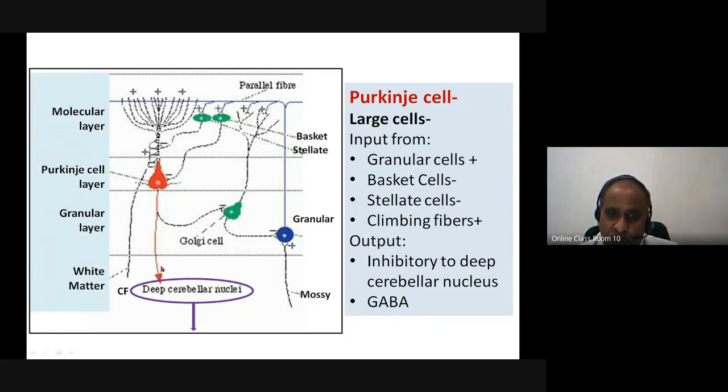The output goes to the deep cerebellar nuclei. This is the deep cerebellar nuclei, and the Purkinje cell output is inhibitory, while the deep cerebellar output is always excitatory, whether it is more excitation or less excitation. So there is a continuous excitatory output going from here, and that excitatory output is modulated by the Purkinje cell, and the transmitter of the Purkinje cell is GABA. That is about the Purkinje cell.